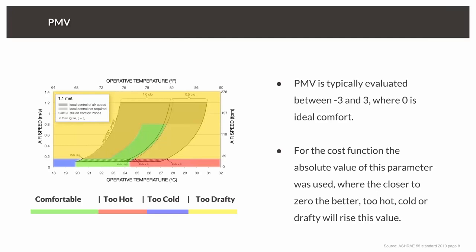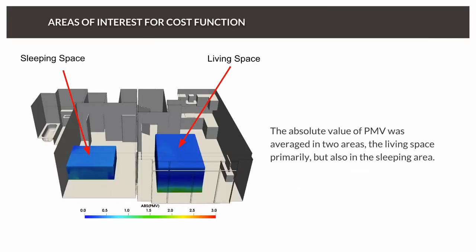PMV, and PMV is a value defined in the ASHRAE standard, which helps us understand whether flow conditions are comfortable or not. The PMV is calculated based on the operative temperature and the airspeed. As you can see, the ideal PMV value is zero, and it ranges from minus three to plus three, where plus three means too hot and minus three means too cold. So in our case, closer to zero is the best, and we'll calculate the PMV from the velocity and pressure field of our simulation.